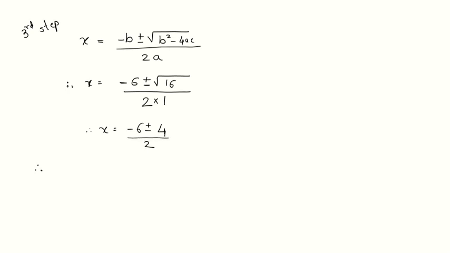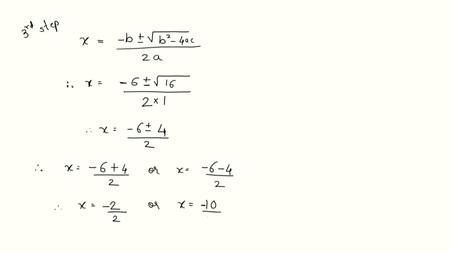Now write down, we have two values of x. That is, x is equal to minus 6 plus 4 upon 2, or x is equal to minus 6 minus 4 upon 2. Therefore, we get x is equal to, minus into plus is minus, that is 6 minus 4 is 2. Sign of the bigger number is minus, 2 upon 2, or x is equal to minus into minus is plus, 6 plus 4 is 10. Sign of the bigger number is minus, upon 2.